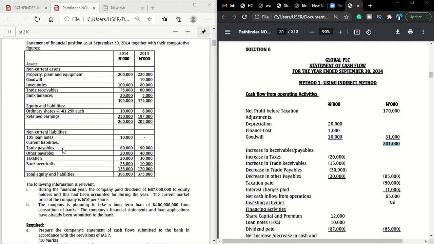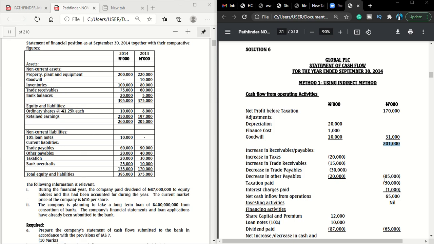Next one is other payables. Look at other payable. Last year it was 40,000. This year it is what? 20,000. What has happened to your other payables? Your other payables has also decreased. If it has decreased from 40,000 to 20,000, automatically I will come here, decrease in other payable 20,000. So the sum of everything here will give me my what? My working capital changes, and therefore we have 85,000. I think we are fine up to this level.